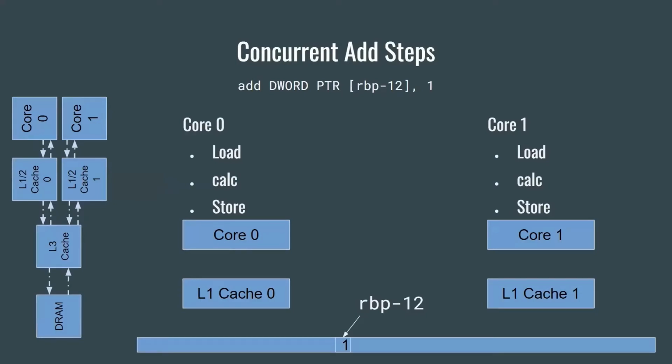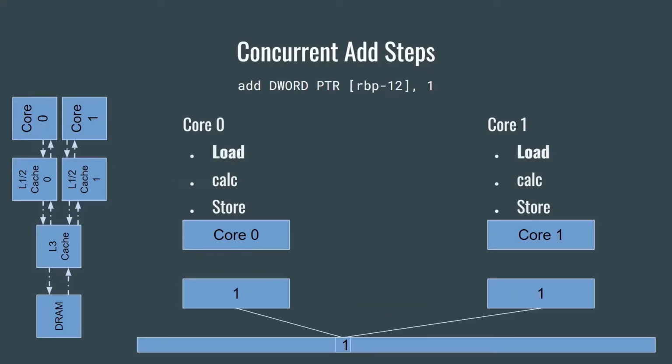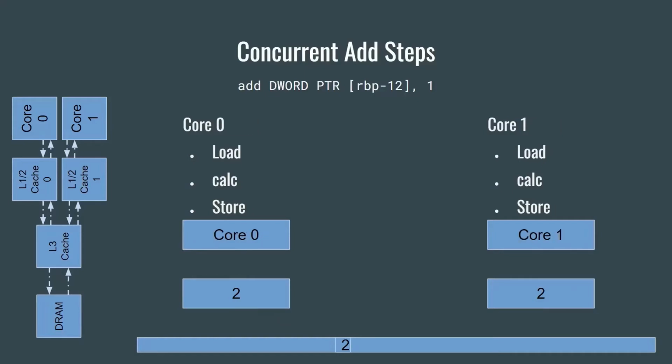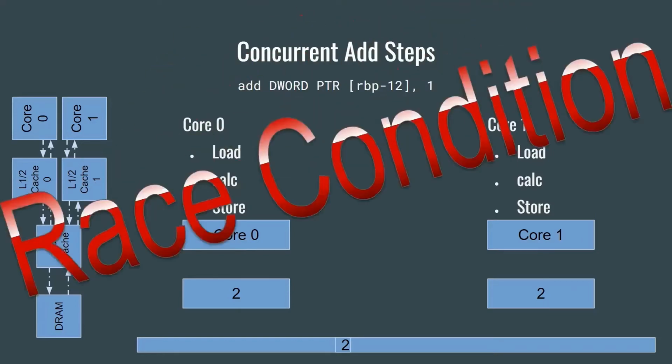Consider this example. Here, two cores have simultaneously started running an add on the same memory address. First, each core loads the memory address's value into each of their respective L1 caches. Then the cores perform the calculation. Then the cores store the values back. So in this case, performing 1 + 1 + 1 = 2. But it should be 3. That's a race condition.